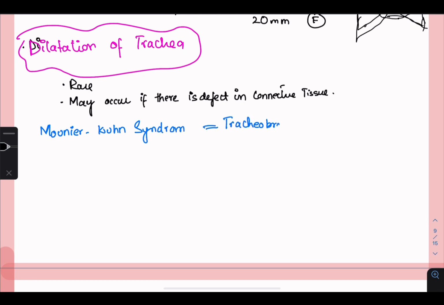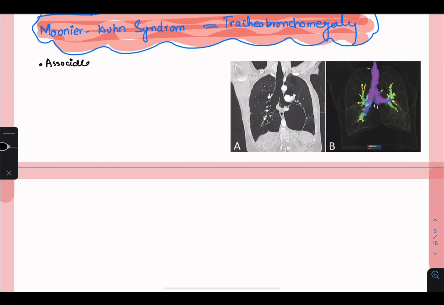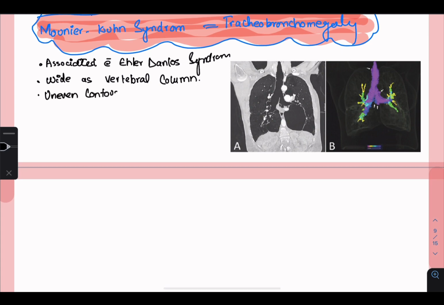Mounier-Kuhn syndrome is associated with Ehlers-Danlos syndrome. It is also known as tracheobronchomegaly. It is associated with Ehlers-Danlos syndrome or bronchiectasis. The trachea may be as wide as the vertebral bodies. The contour will be uneven. There will be bulging of the mucosa between the cartilage rings. The dilatation proceeds no further than the main bronchi.